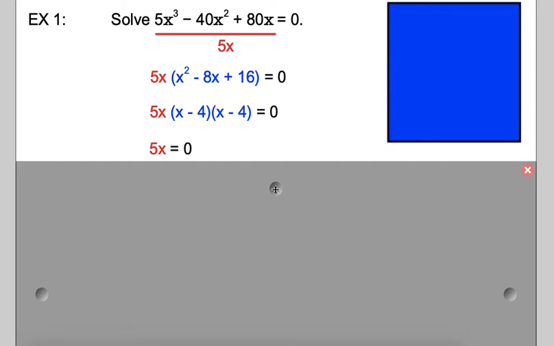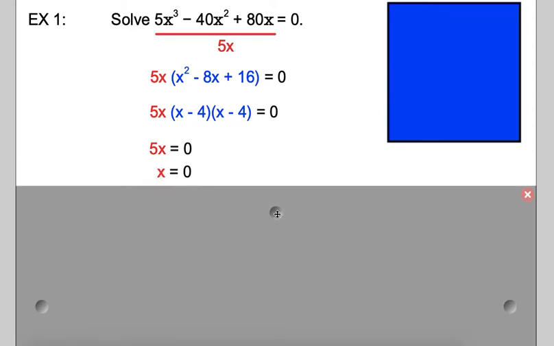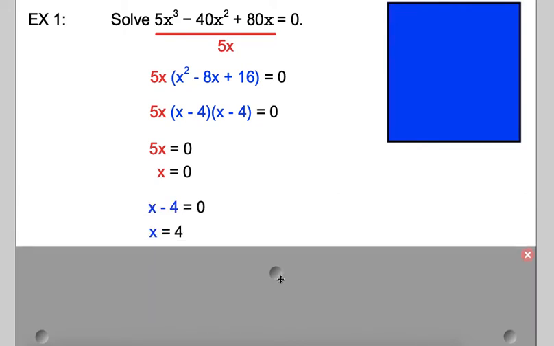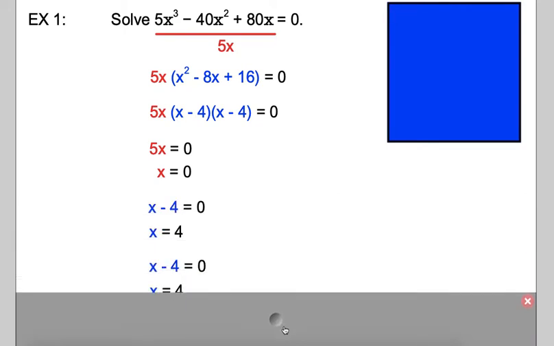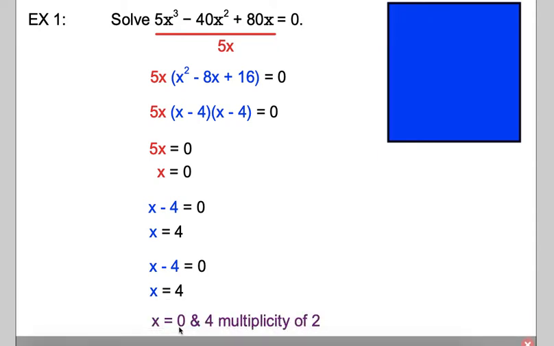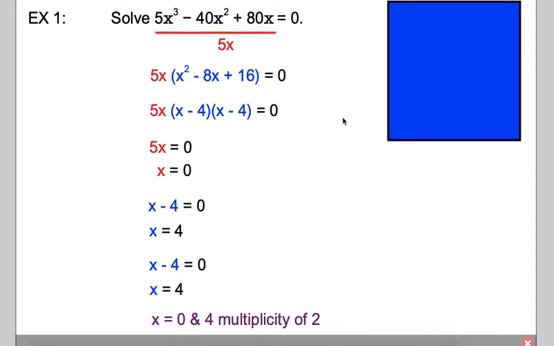So I set 5x equal to 0 and solve, and I got 0. I set x minus 4 equal to 0, I got 4. I set x minus 4 equal to 0, I got 4. So what we can say is the solutions are x equals 0, and 4 has a multiplicity of 2, which means it occurs twice. Now in the online assignment today, you will not list the 4 twice, you'll just list it once, kind of jumping ahead, talking about multiplicity. Since we only have 2 different answers, those are the answers we list.